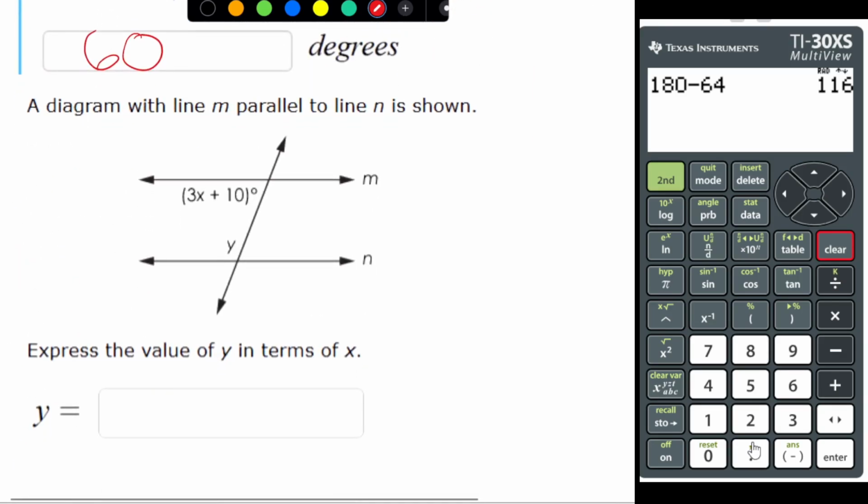A diagram with line M parallel to line N is shown. Express the value of Y in terms of X. Okay. So, here is how we do this. We know that Y plus 3X plus 10 equals 180. Why? Because they're on same side interior.